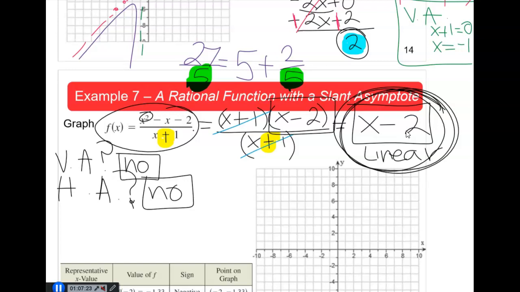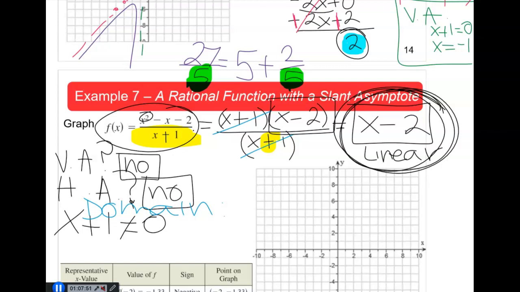However, we still need to use this denominator to exclude that x value that will cause the rational function to be undefined when it's not in reduced form. So that one still matters. So we take the x plus 1, set it to not equal 0. This is to find the domain.